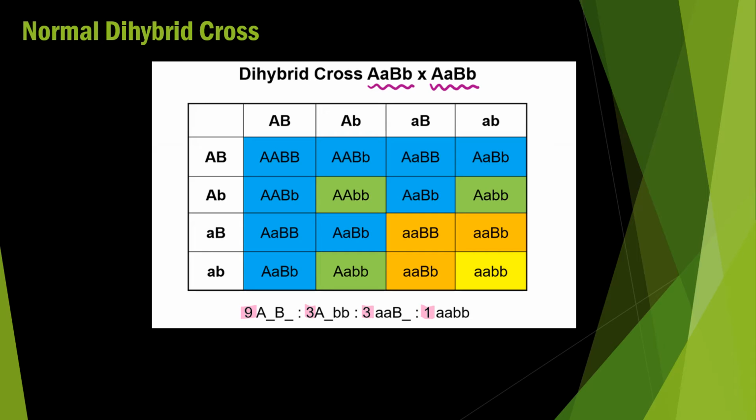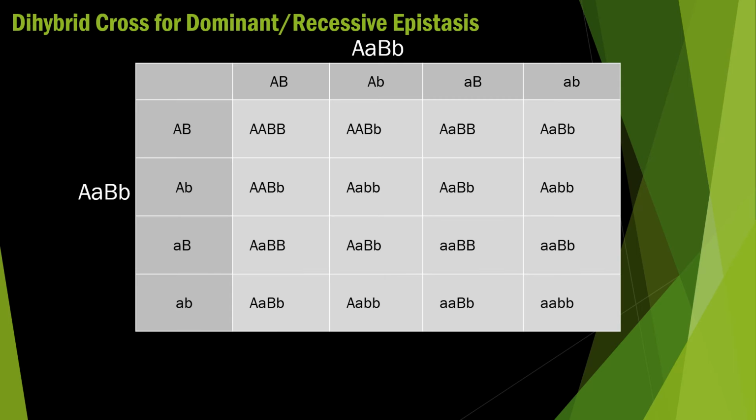Here is our example of a dihybrid cross. This is what we get when you cross the F1 generation with itself, and it results in a 9:3:3:1 ratio. This is what we use to compare our types of epistasis to find the ratios for each specific type of epistasis. Here is my dihybrid cross for dominant and recessive epistasis.